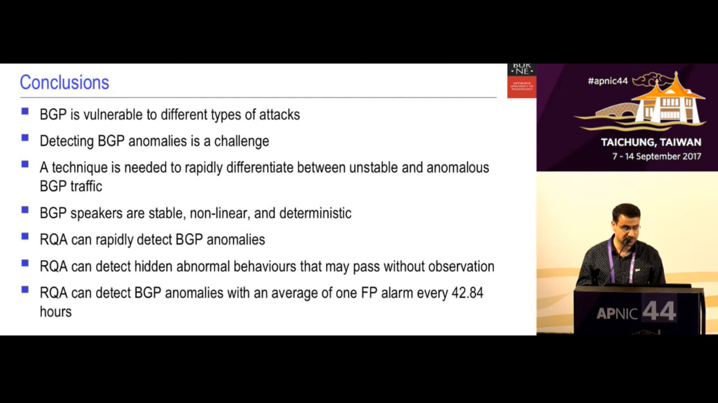RQA can rapidly detect BGP anomalies. Furthermore, RQA can detect hidden anomalous behavior that may pass without detection. And finally, our RQA scheme can detect BGP anomaly with one false positive every 42 hours.